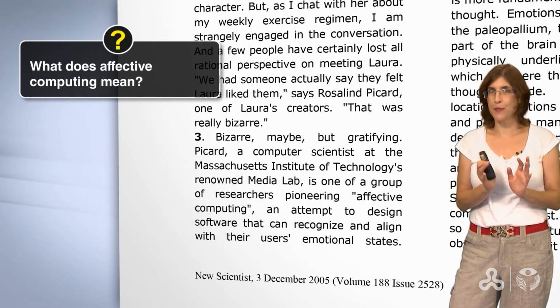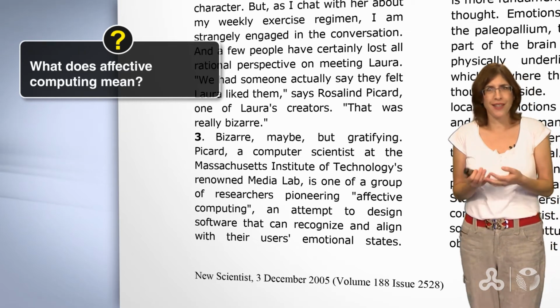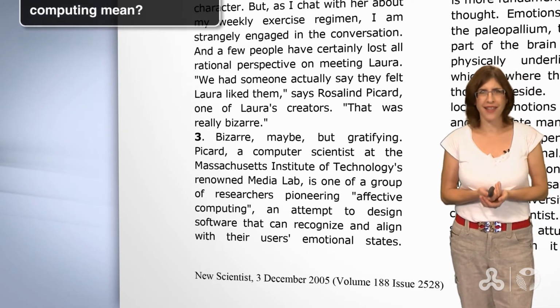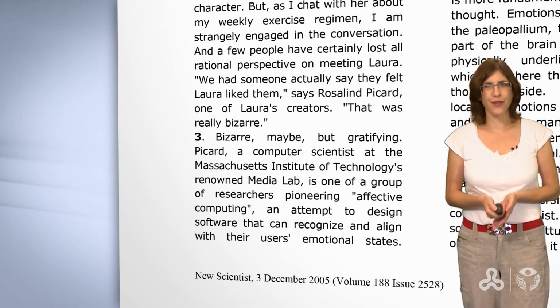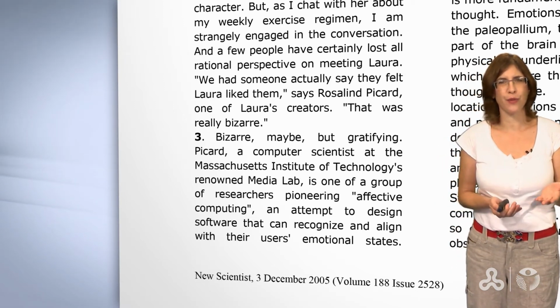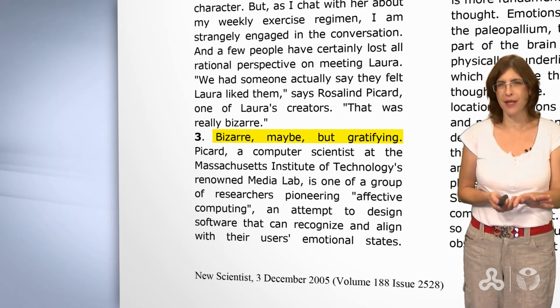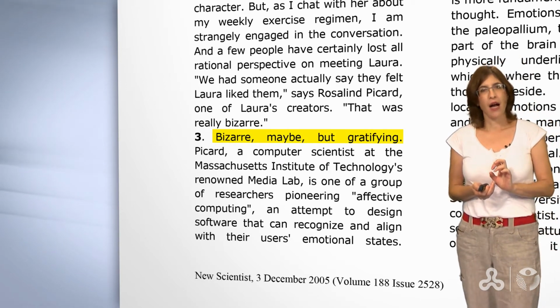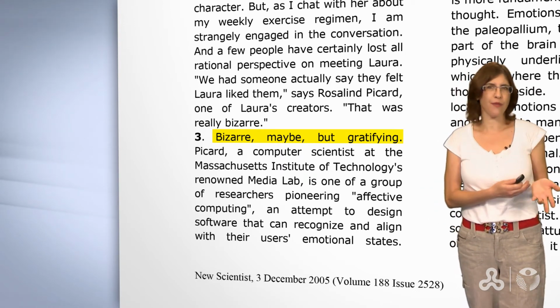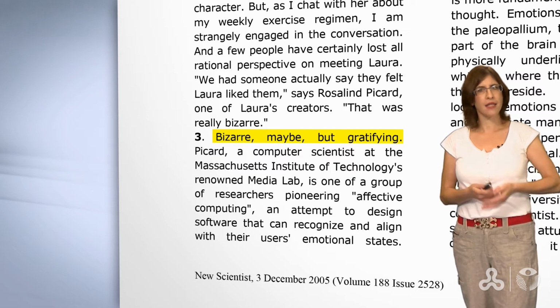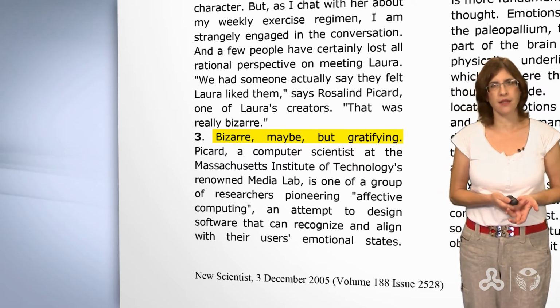Ooh, spooky. A computer that can almost read your mind. Now we understand why the writer starts the paragraph with the words bizarre, maybe, but gratifying. On the one hand, it's bizarre, זה מוזר. On the other hand, it's gratifying, מספק. It has an emotional effect on us.